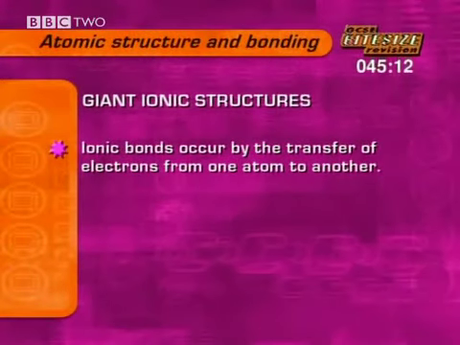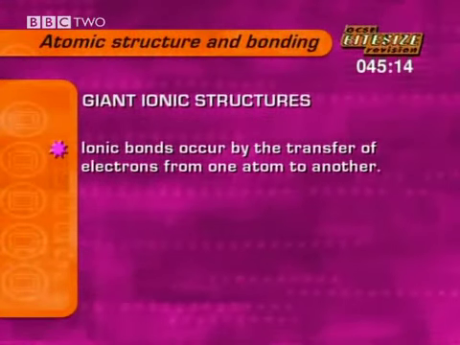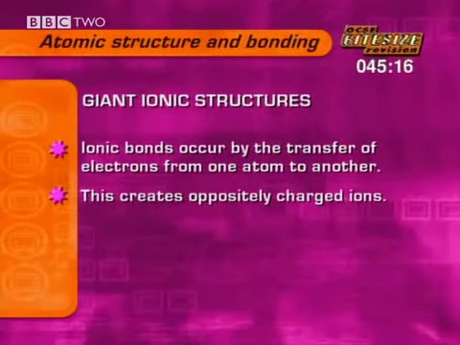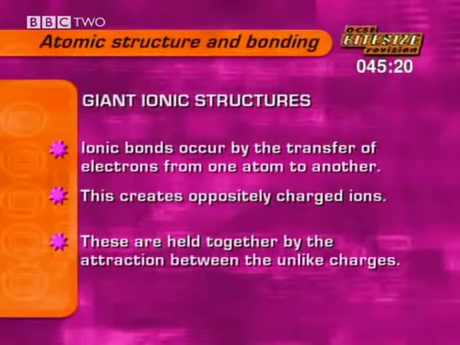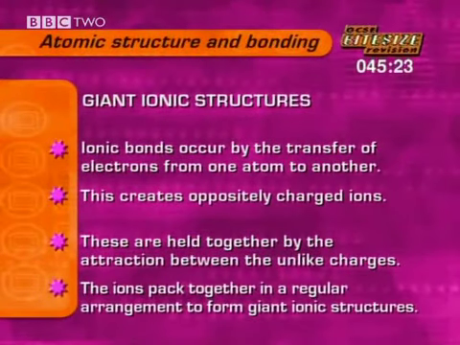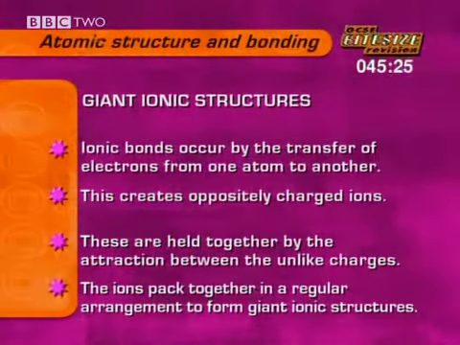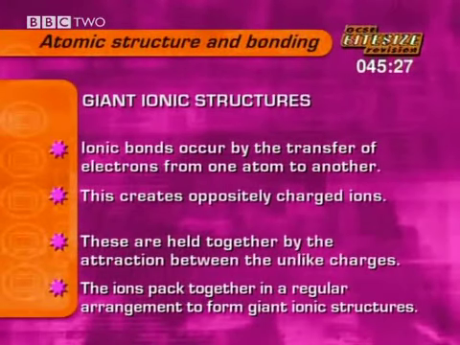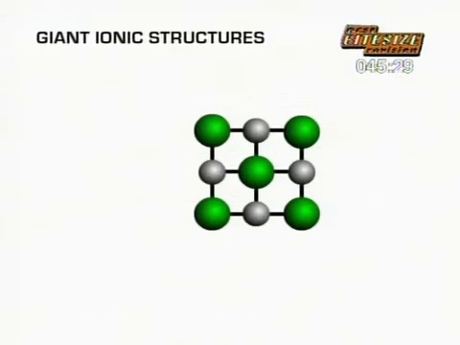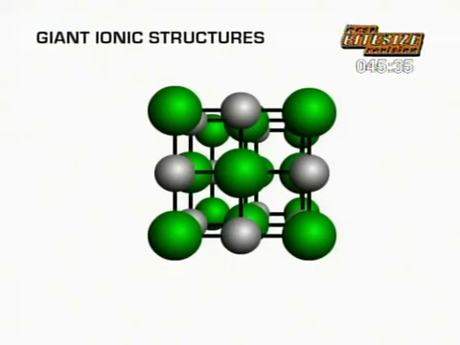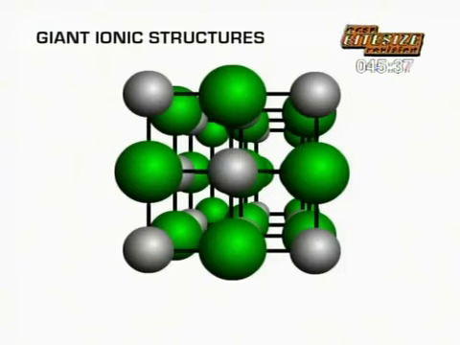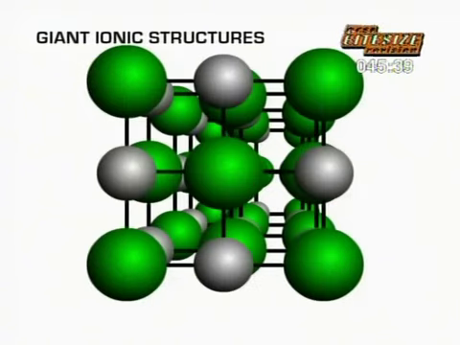Ionic bonds occur by the transfer of electrons from one atom to another. This creates oppositely charged ions, which are held together by the attraction between the unlike charges. The ions can pack together in a regular arrangement to form giant ionic structures. This is the atomic structure of sodium chloride, with the sodium and chlorine atoms arranged in a regular pattern. The regular pattern in which the particles of a crystal are arranged is called a lattice.